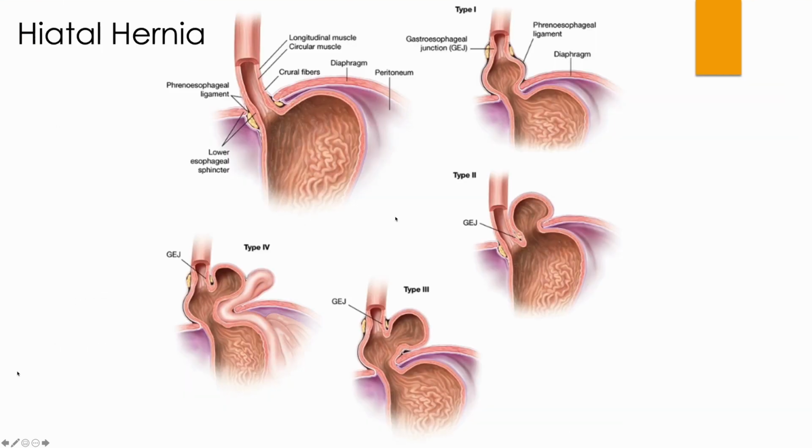So here's a better diagram of the different types of hiatal hernias. Here's normal. The lower esophageal sphincter lies right at the area where the diaphragm meets. And type 1, everything just slides up, so it's a sliding hernia. Type 2 is where the lower esophageal sphincter stays below the level of the diaphragm, but the stomach comes up, paraesophageal. And then types 3 and 4 are mixed types where you have some sliding and some protrusion of the stomach.